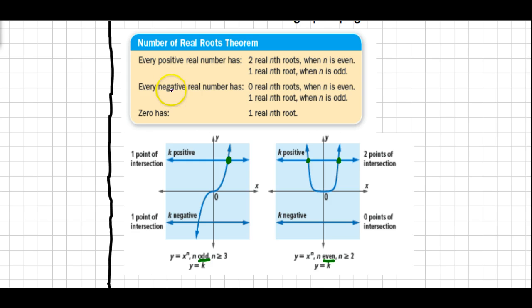When you're working with a negative number and it's odd, you're going to get one answer. If you're dealing with a negative number and it's even, you're going to get no answer. Clearly that graph doesn't cross this line at all, so there would be no solution there. And then 0 is its own root. So if you're trying to find a root of a 0, your answer is always going to be 0. So that's it for the notes for today.